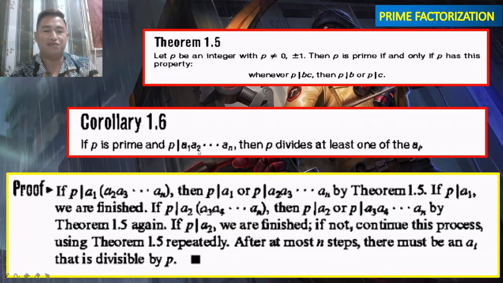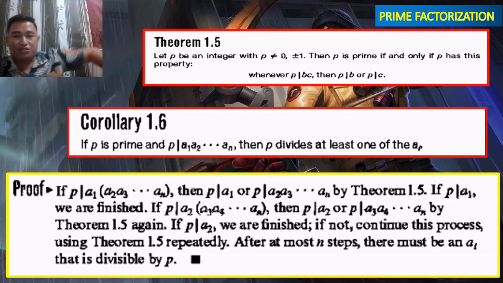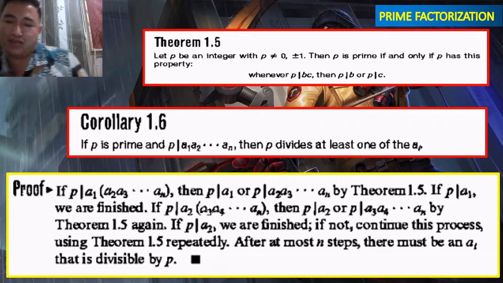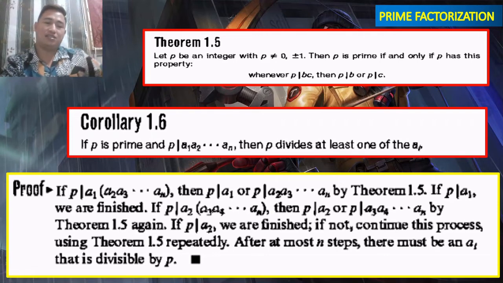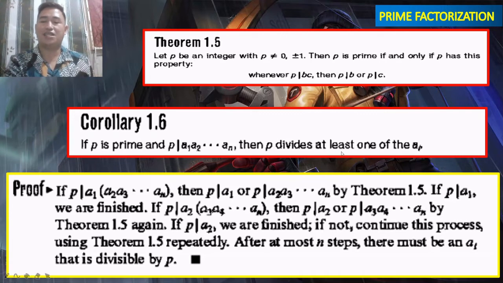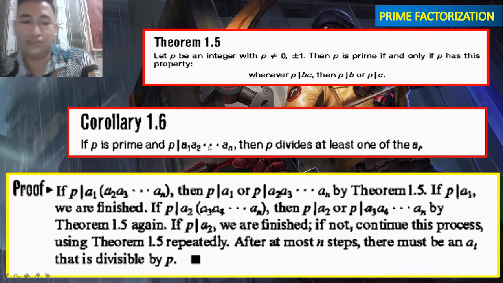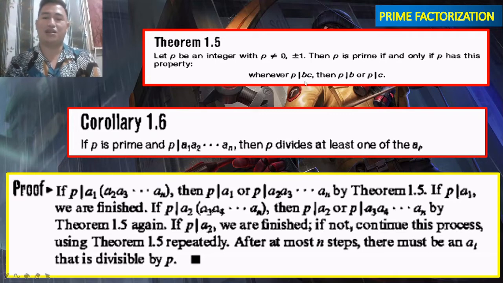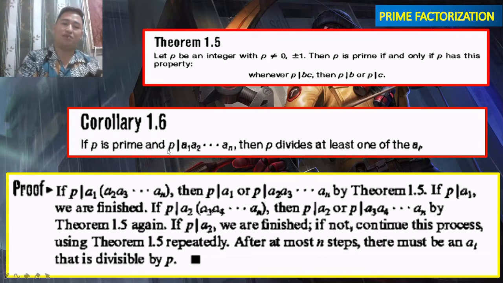If P is prime and P divides a product A1 to AN, then P divides at least one of the AIs. Kaya diba diri kay if P divides BC lang, so duha lang kabuo: either P divides B or P divides C. Then sa corollary 1.6, kung mo divide si P sa daghan nga gi-multiply, meaning P divides at least one of the AI. So, at least isa lang nila iyahang ma-divide. Kaya diri kay duha ra man, pwede si B or pwede si C, P divides A1 or P divides A2.